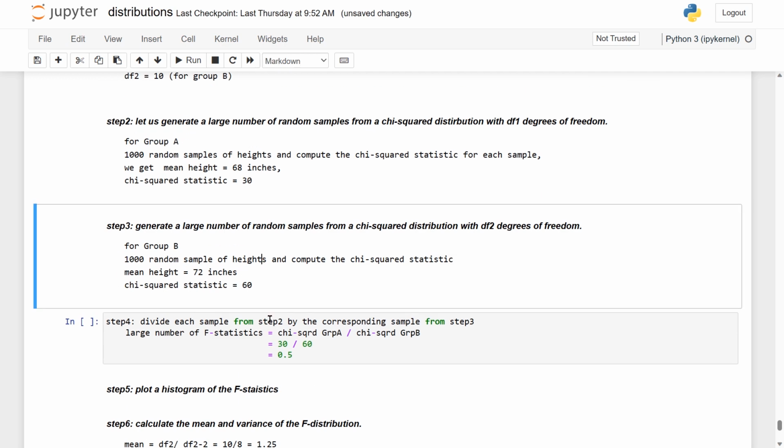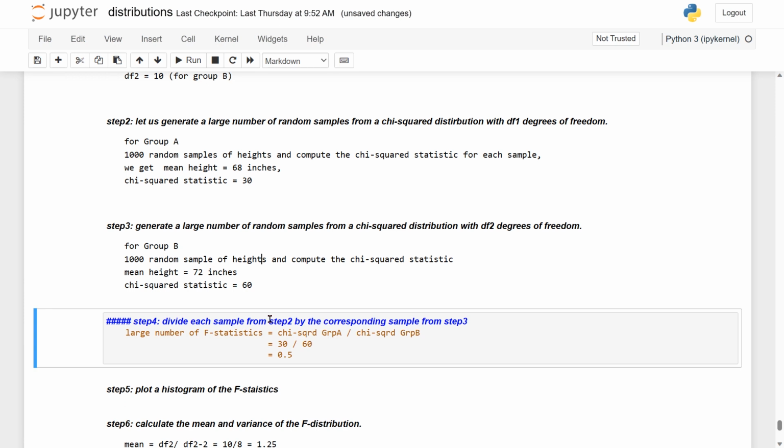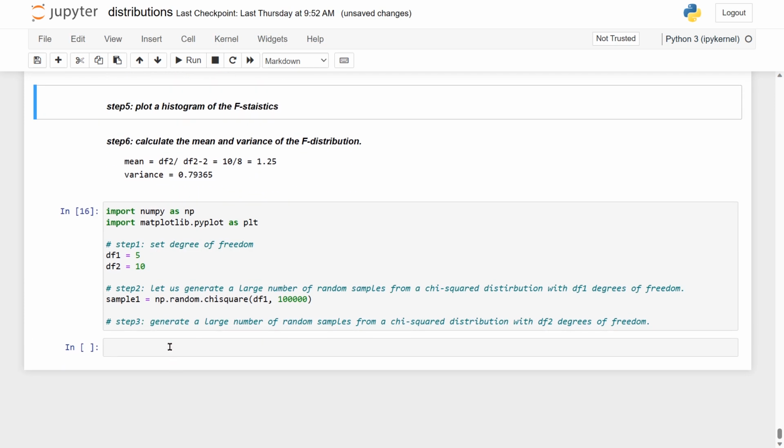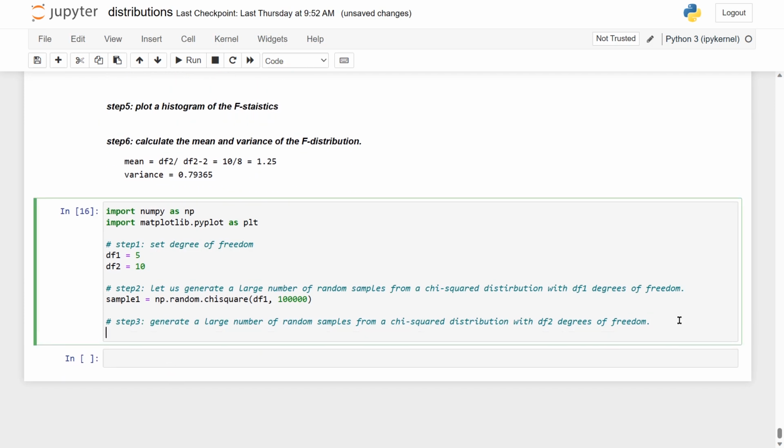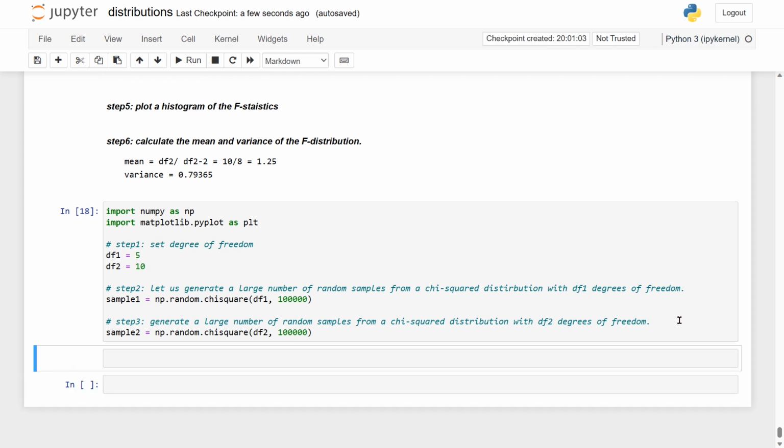Same thing we'll be doing with group D. So sample 2 is equal to np.random.chisquare, and this time I'm going to use df2, and I'll go with these many values. So now I'm going to show you what is sample 1.